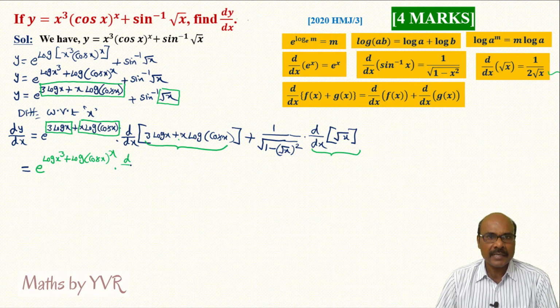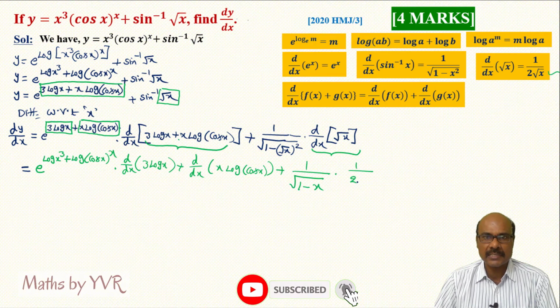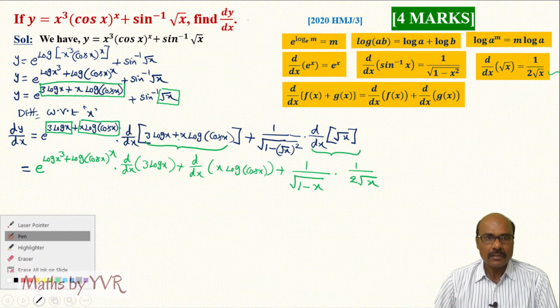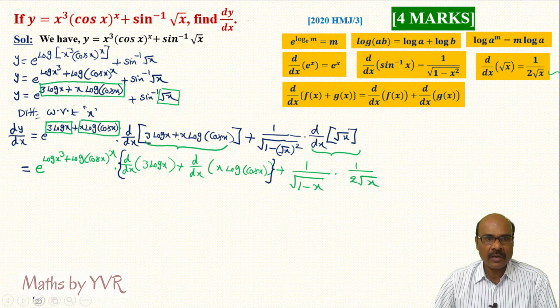See here, d by dx of 3 log x plus d by dx of x log of cos x plus 1 over root of 1 minus root x whole square, which is nothing but x into the derivative of root x, 1 by 2 root x. Okay, now if you observe here, these two terms are one function. Now what is the derivative of log x? The derivative of log x is 1 by x.